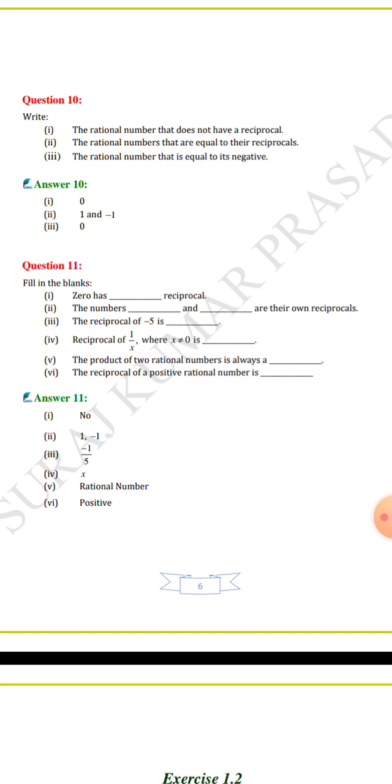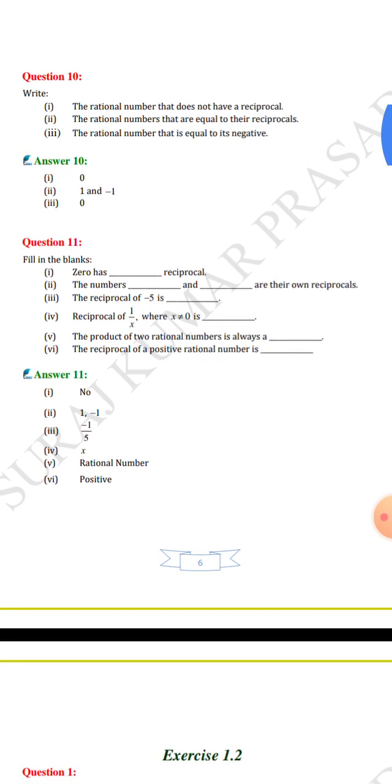Fifth one, the product of two rational numbers is always a rational number. For example, if we take the product of two rational numbers, we get a rational number as the answer. Sixth one, the reciprocal of a positive rational number is positive.